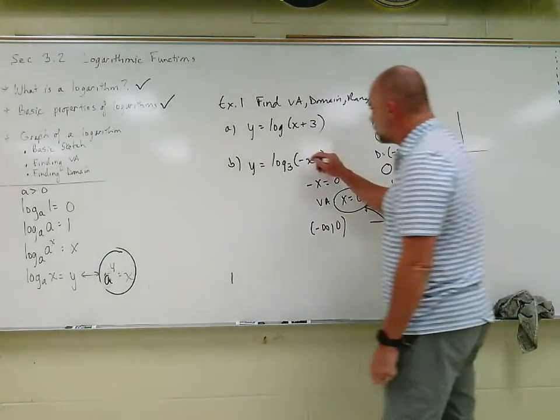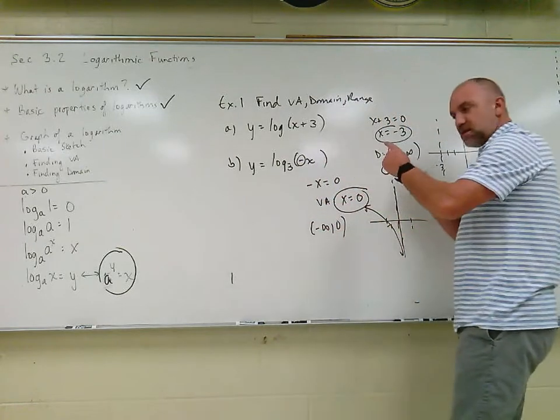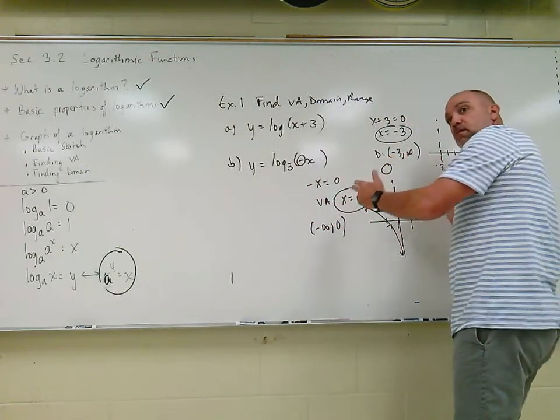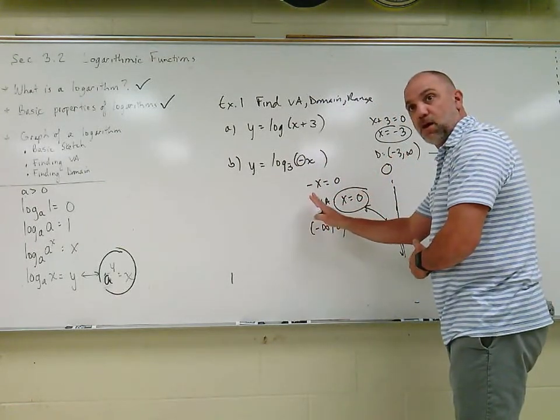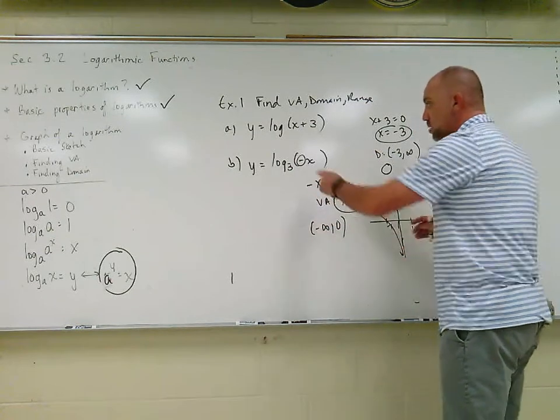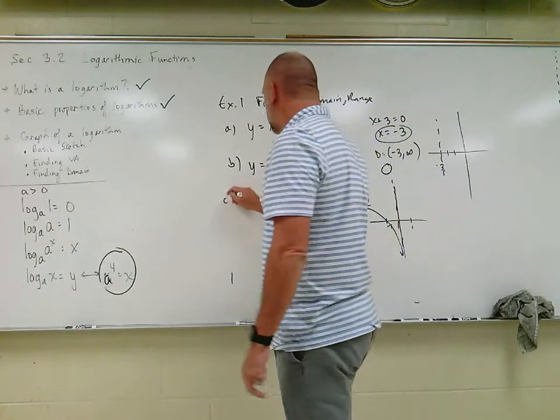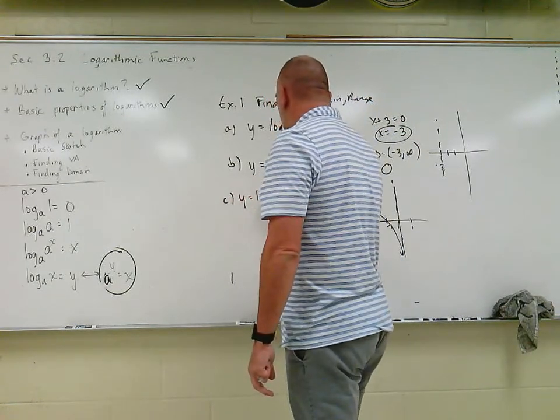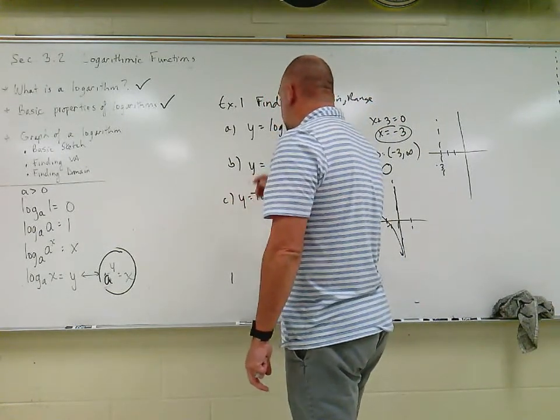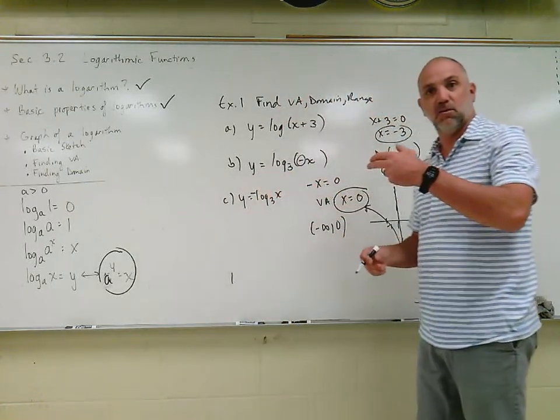But now understand the transformation. What does a negative on the inside do? It flips it about the y. Remember your transformations. Negative on the inside flips about the y. Now, what if I had this problem? Log base 3 of x, but I have a negative in front. What does a negative on the outside do?